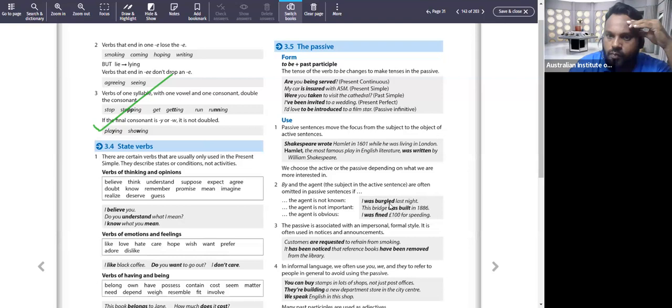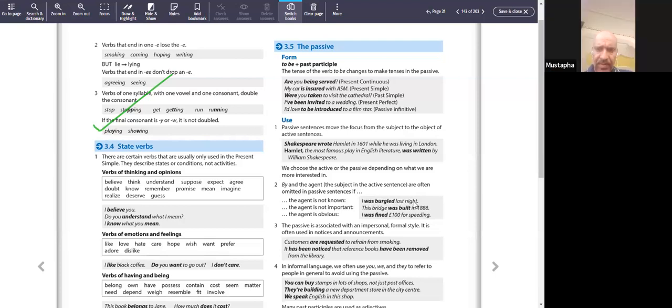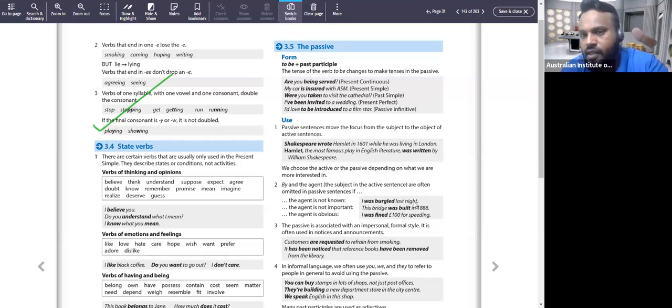I was burgled last night. So he was burgled last night. It is not important who did this to him. Obviously, it could be a robber or Batman or whatever it is. But the main thing was that he was robbed. The action was the main matter here.